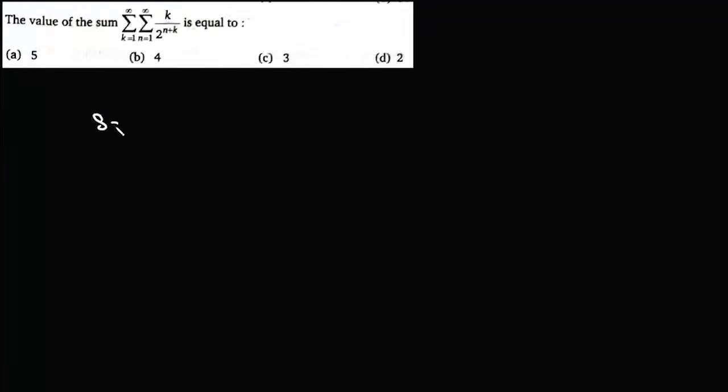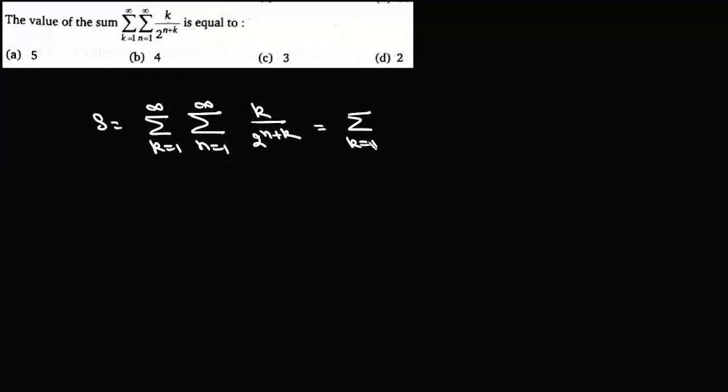Now here the question is, find the value of this sum, which is this summation, k varies from 1 to infinite, and n varies from 1 to infinite, k upon 2 to the power of n plus k. Now here the variables are independent, so we can write k varies from 1 to infinite, k upon 2 to the power k into this summation n varies from 1 to infinite, 1 upon 2 to the power n. Now this is an AGP and this is a simple GP.